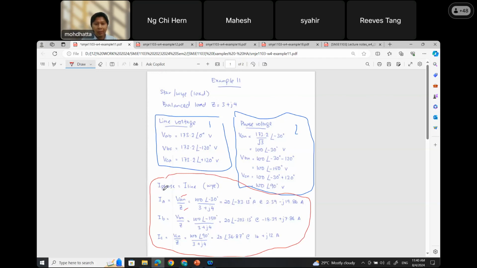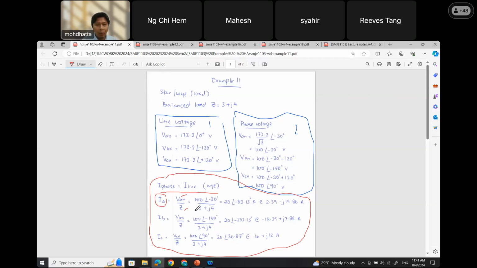So here, since our connection was a Y connected load, we can say that the phase current will be the same as the line current. That's why here I put it as IA, where IA is normally what we call the line current, but it's the same as the phase current since the connection is Y connected.